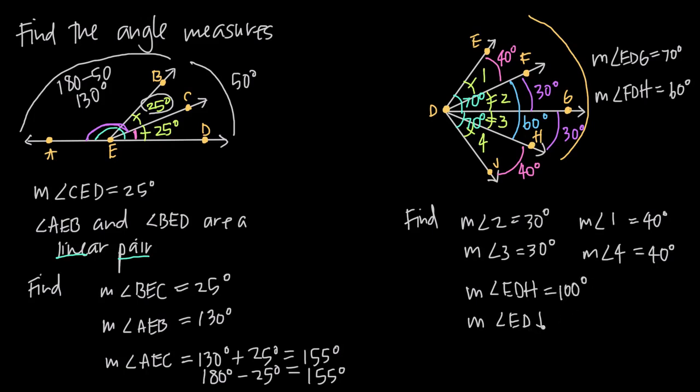And finally, the angle EDJ, well, that's just the whole thing. So we could say 70 plus 70 is going to be 140. We could also say 40 plus 30 plus 30 plus 40, that'll get us to 140 as well. Or 40 plus 60 plus 40. Any way we want to add it up is fine. We just need to make sure we include angles 1, 2, 3, and 4. The sum of those four is going to be 140 degrees, so this whole thing is 140 degrees.